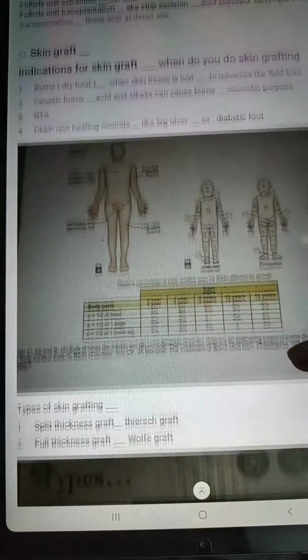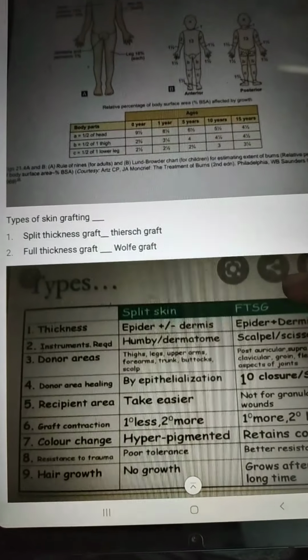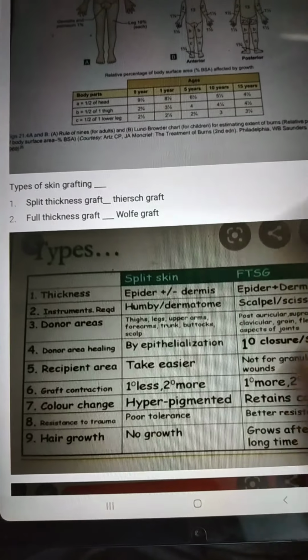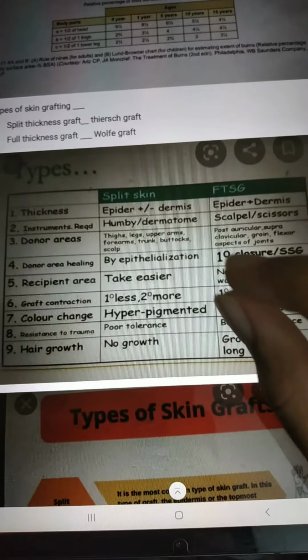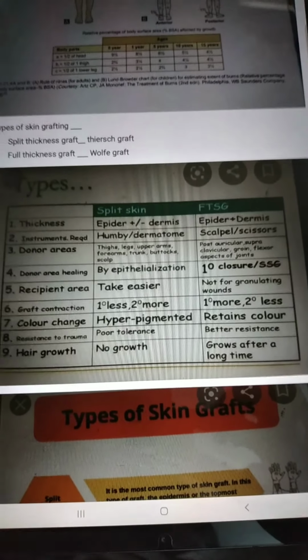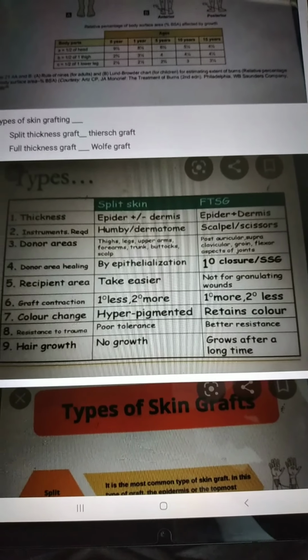Okay, then here we are talking about skin grafting. There are two types of skin grafting. One is known as the split thickness graft, and the other one is the full thickness graft. The other names of split thickness graft and full thickness graft are given here. But what we need to understand is the differences between them. The main important difference is that the split thickness graft involves the entire epidermis and only a portion, the upper layer of the dermis, whereas the full thickness graft involves the entire epidermis with the entire dermis.